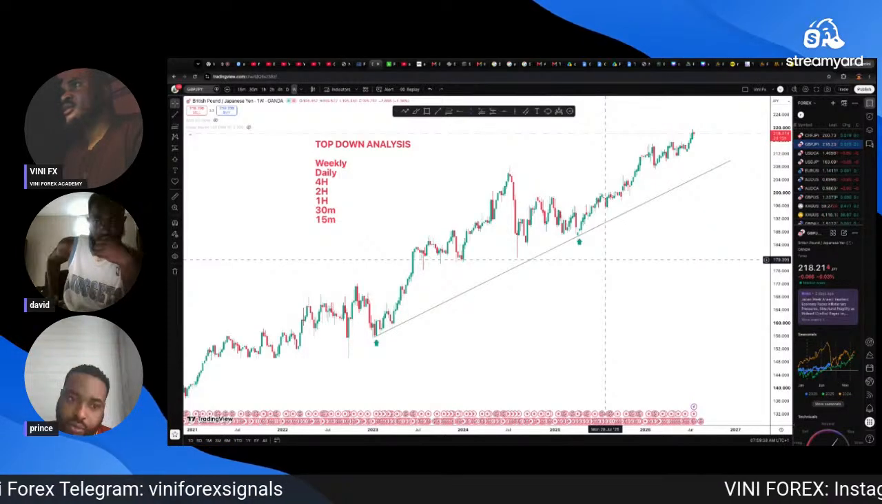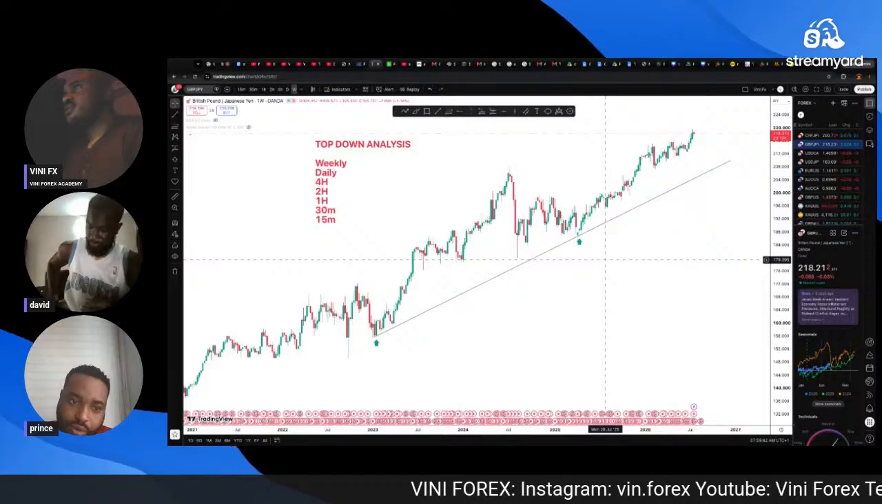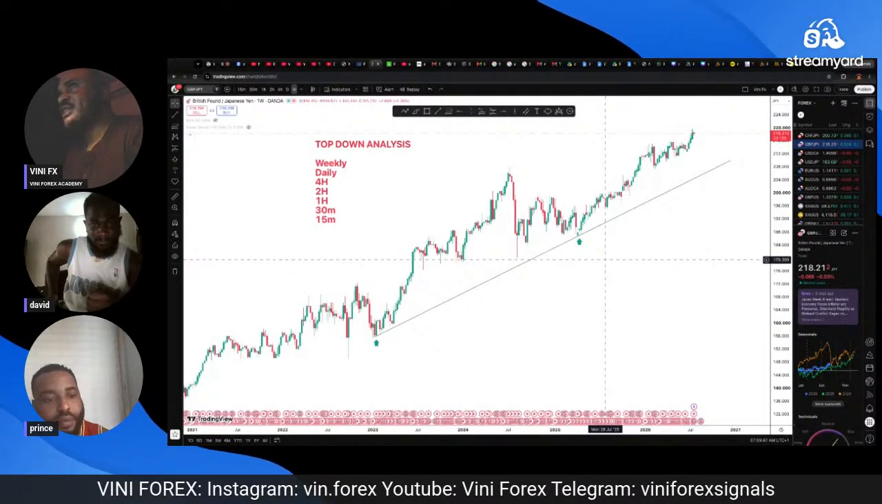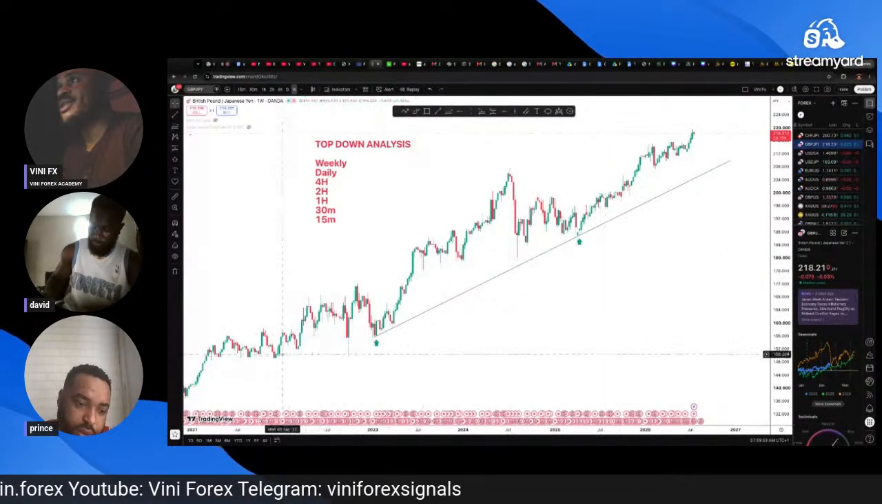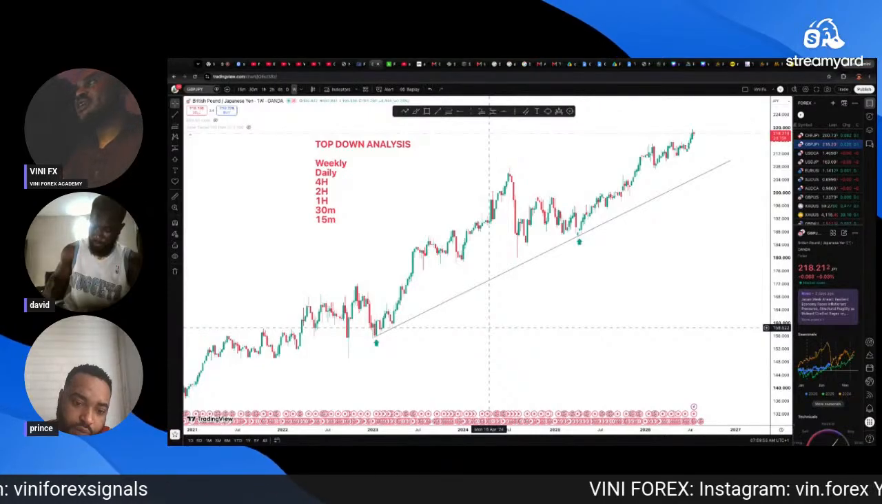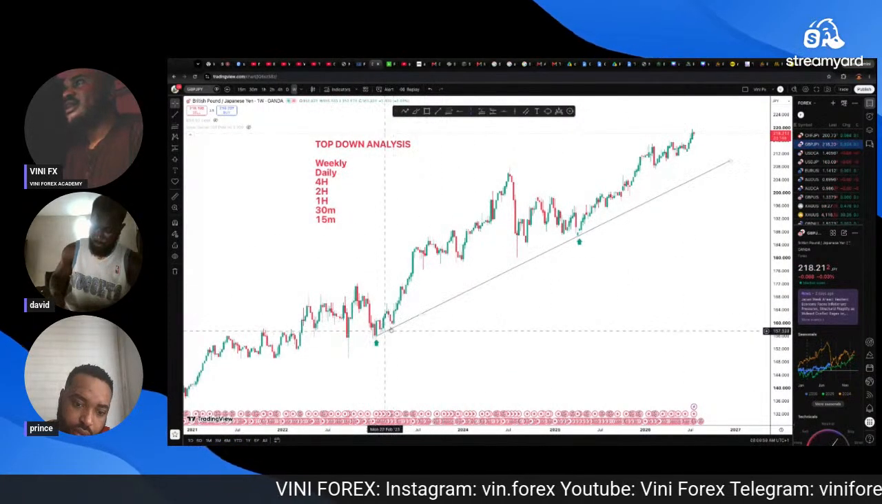You understand? So two touches is the minimum. A trend line is a line that follows the trend. That's why it's called a trend line. So this is an uptrend, and you can see how the market is going up and this line is going up.